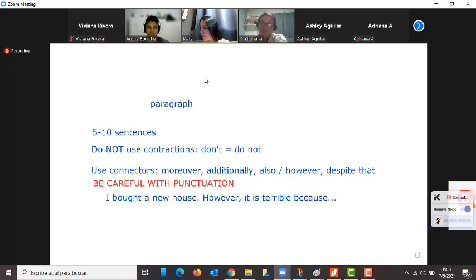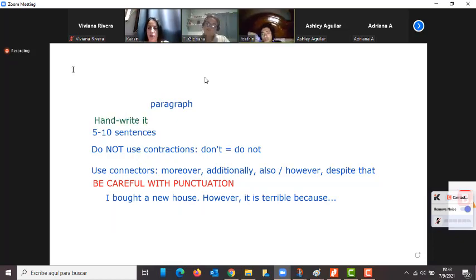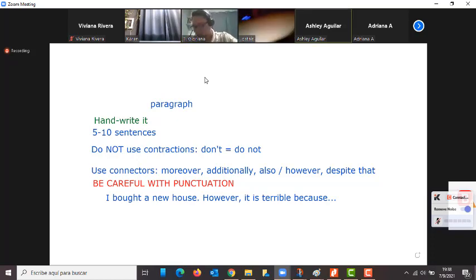And super important, handwrite it. So that means no computer. I want you to handwrite it, please, because in your exam, you are going to do it by hand, not on a computer. So start practicing those writing skills with your hand.